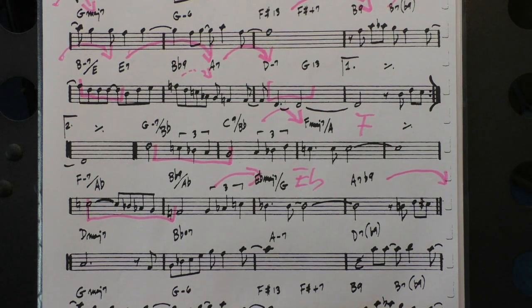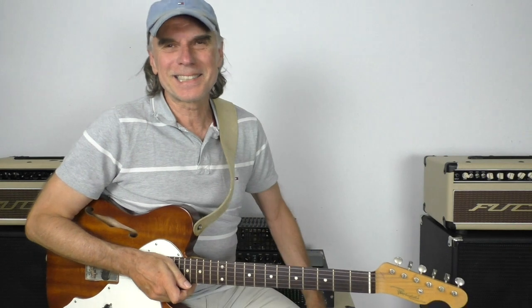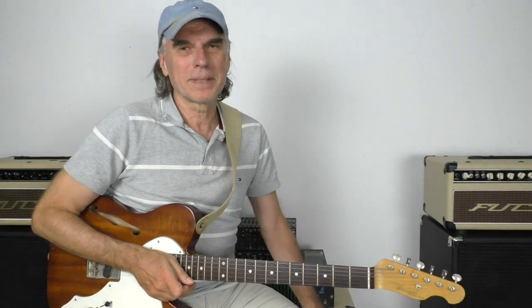And here we go back to the A7 flat 9, which is the 5 of the D major 7. And then the last A section is the same. Form is AABA. And that's the whole analysis of Wave. So that's the analysis, and now let's do a little playing.